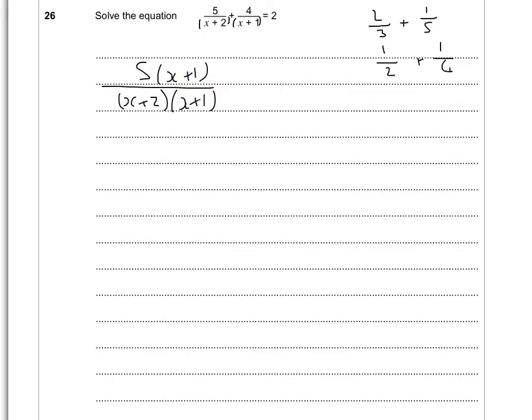I'm now going to rewrite the other fraction. It already had an x plus 1 on the bottom line. I'm going to times it by x plus 2. So the top line also picks up an x plus 2. Again, here, you could cancel these out and you'd go back to there.